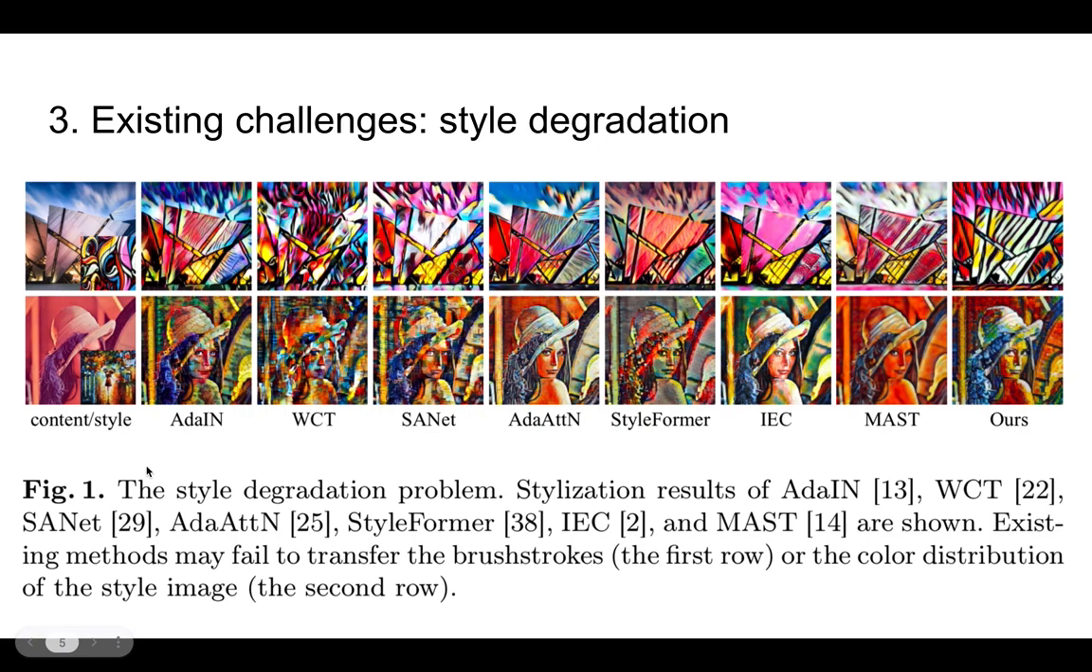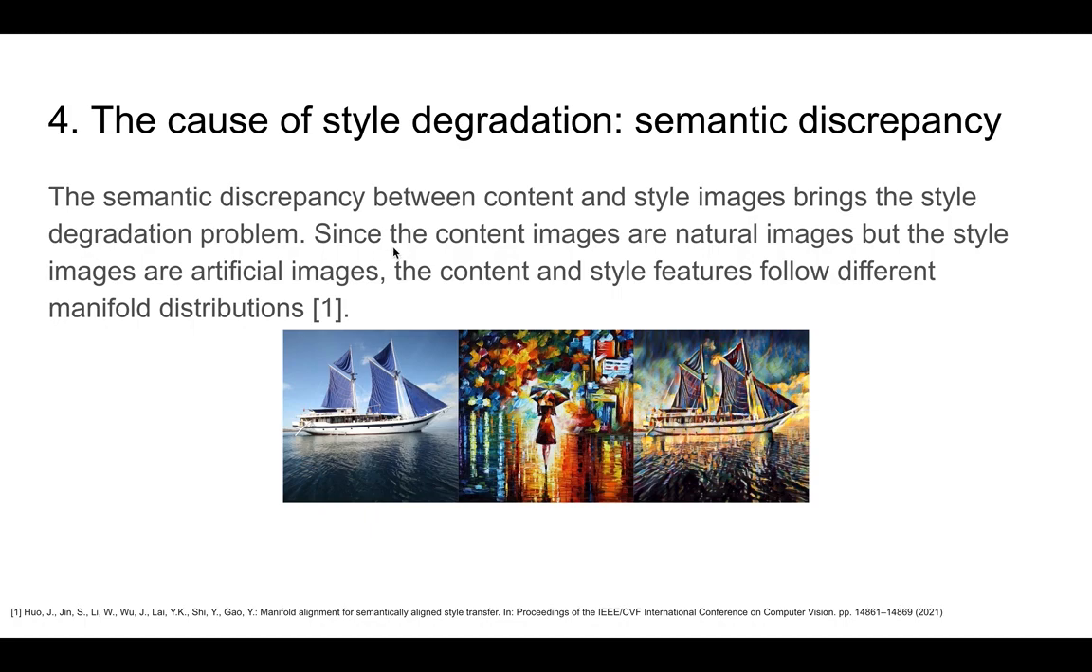Our paper is the first paper that concentrates on the style degradation problem of arbitrary style transfer. So, what triggered the style degradation problem? We find that the semantic discrepancy between content and style images brings the style degradation problem. Since the content images are natural images, but style images are artificial images, the content and style features follow different manifold distributions.